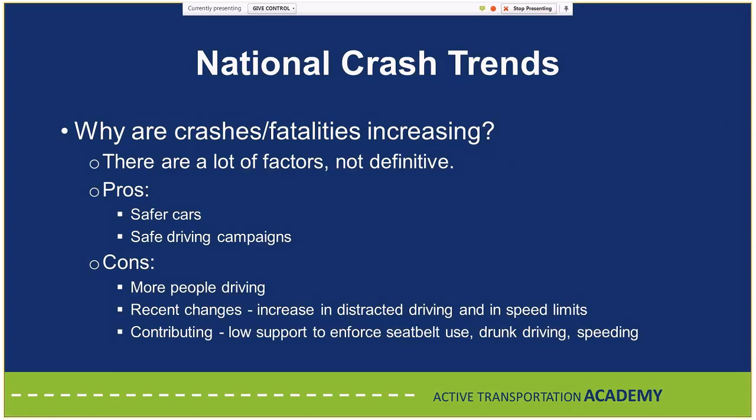We'll also get into local crash trends that are customized for each community, and we'll talk about pedestrian and cyclist specific crashes. Then we'll close out this part of the class with an activity that includes analyzing and discussing local crash patterns.